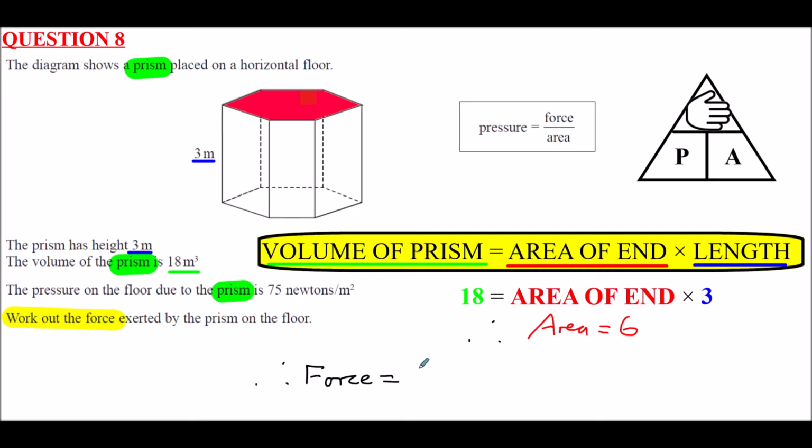Therefore the force which has been exerted, which is the pressure times by the area, well, the pressure is 75 newtons per square metre, and the area we've just worked out, which is 6. So take your time and work out what 75 times by 6 is. You should find that gives you 450 newtons. So the force exerted is 450 newtons. And that's all we have to do for that one.